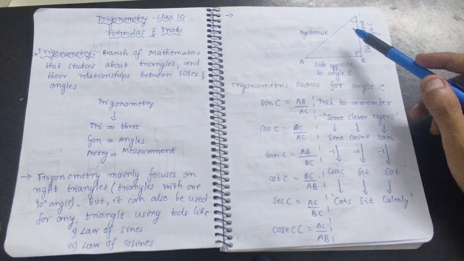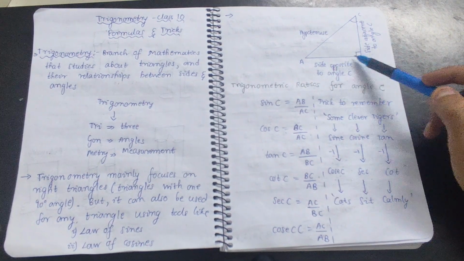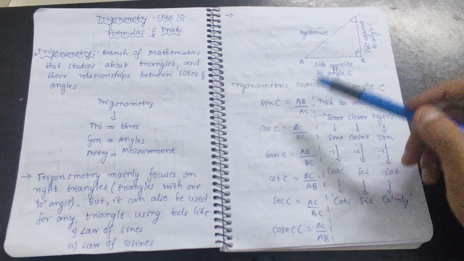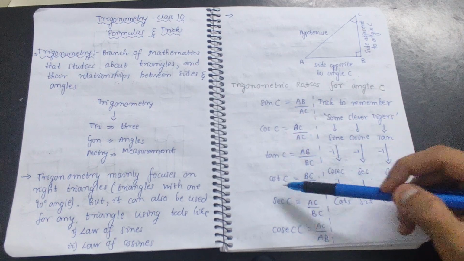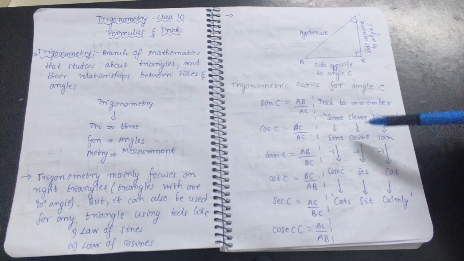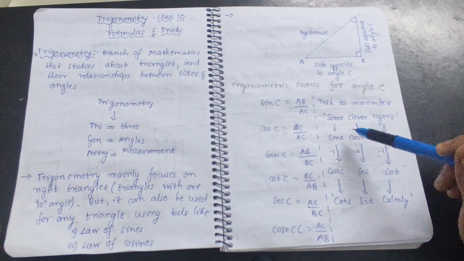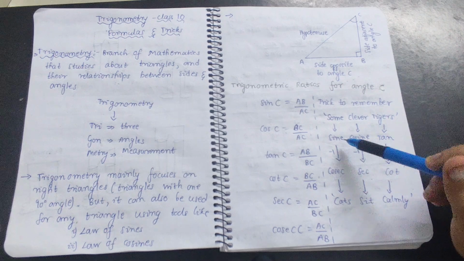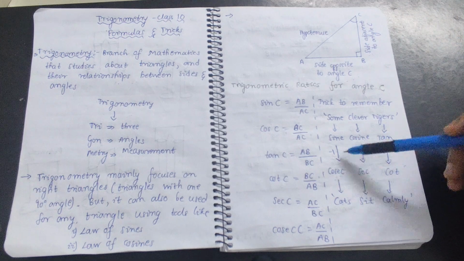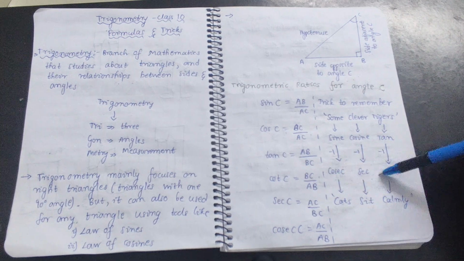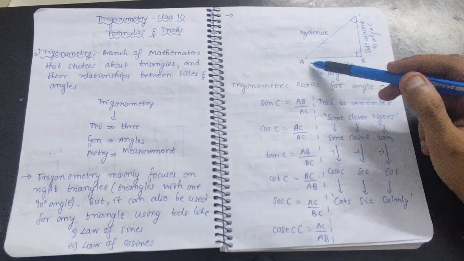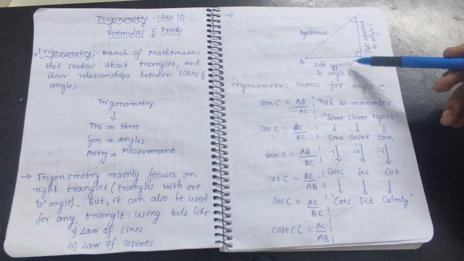Now next let's see, in this triangle ABC, which is right angled at B, we can write trigonometric ratios for angle C. We have sine, cos, tan, cot, secant, cosecant. How to remember these trigonometric ratios? You have a trick: Some Clever Tigers. Some means sine, clever means cosine, tigers means tan. When you take the reciprocal of sine, cosine and tan, you'll get cosecant, secant, cot. How can you remember this? Cats Sit Calmly. And you can similarly take it for angle A and angle B as well.